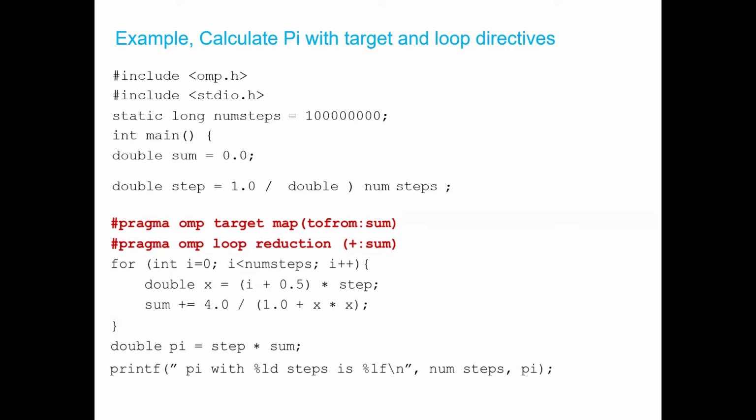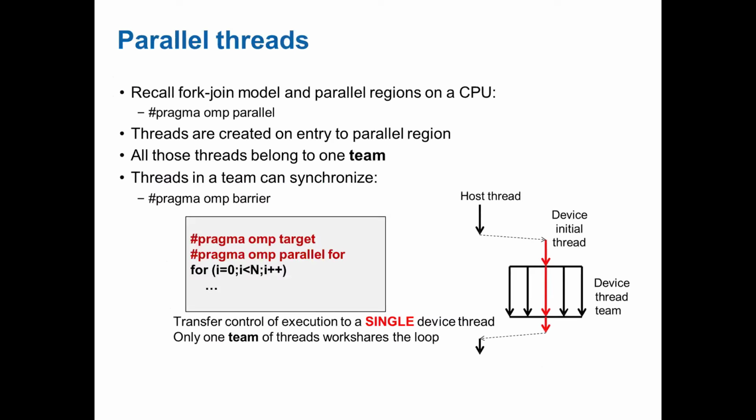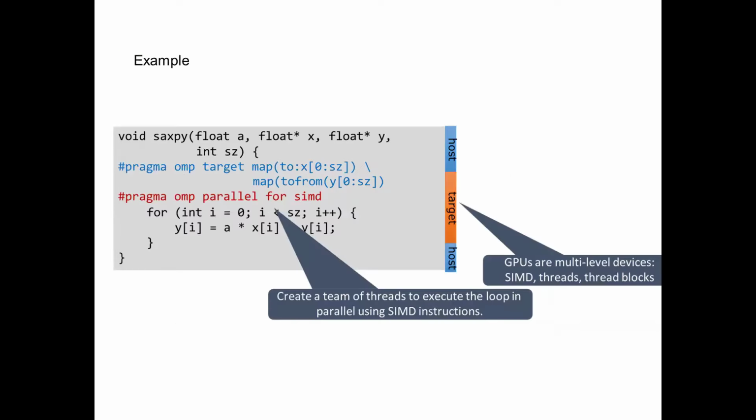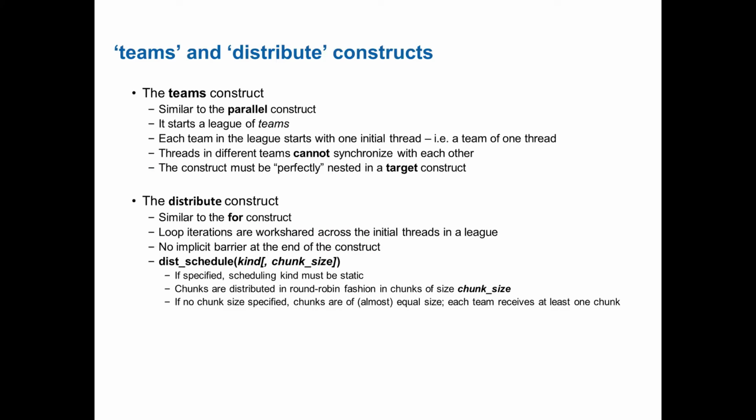However, it's not the main purpose of OpenMP to work on GPUs this way, because this only runs on one team, and GPUs have many, many compute units, so you can have many, many teams. So OpenMP proposed the teams construct. The teams construct is similar to the parallel construct on CPU. It will start a league of teams, and each team in the league starts with one initial thread, like a team of one thread. Each team can work on one compute unit on the GPU, for example, and we'll show that on later slides. Threads in different teams cannot synchronize with each other. The teams construct needs to be inside a target region, otherwise it may not make sense.